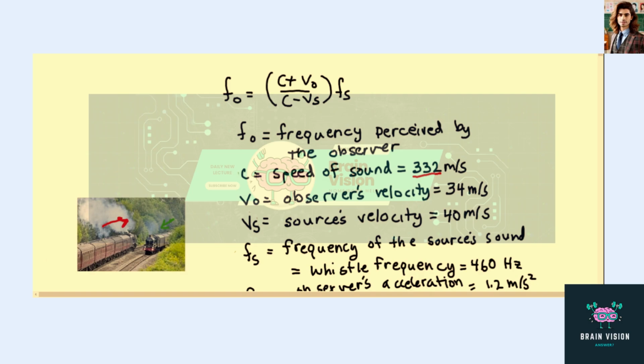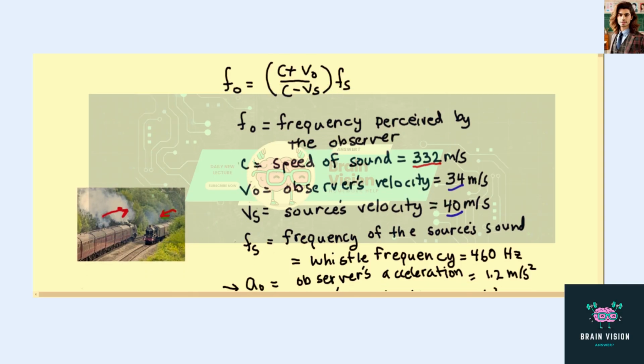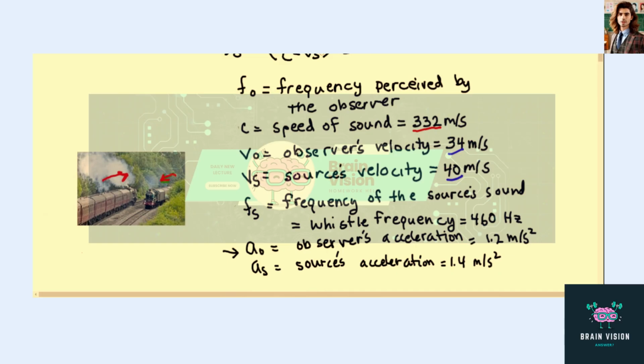Then V sub s is how fast the source of the sound is going. So how fast is this train going? It's going 40 meters per second. Then f sub s is the frequency of the source of sound. That train is blowing its whistle, and its whistle has a frequency of 460.